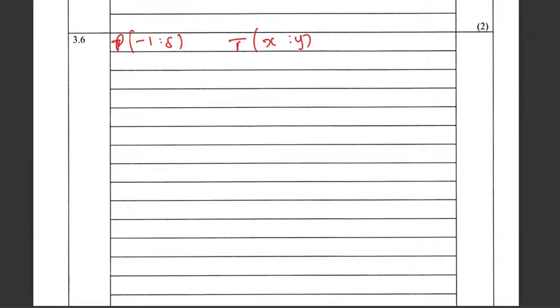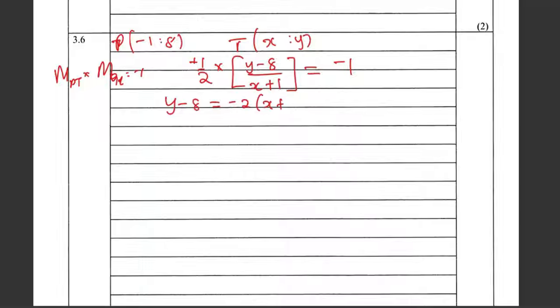Okay, let's get the gradient there. We say that the gradient of PT multiplied by the gradient of QR should give us -1. So why don't we just substitute? It's going to be a half multiplied by (y minus 8) over (x minus -1), which is x plus 1. This must give us -1. You can multiply both sides by 2 so that you have y minus 8 is equivalent to -2 into (x plus 1). We can make y the subject so that it is -2x, this is -2 plus 8, which is 6. I'll call that equation 1.